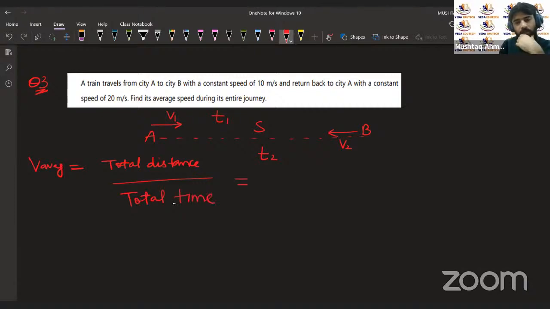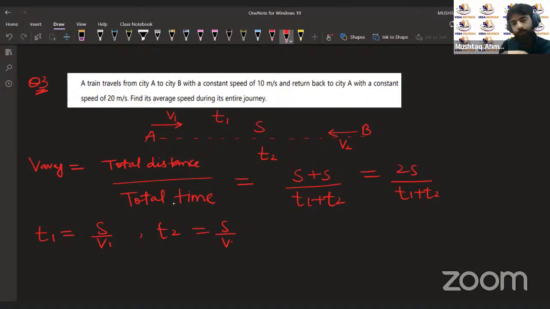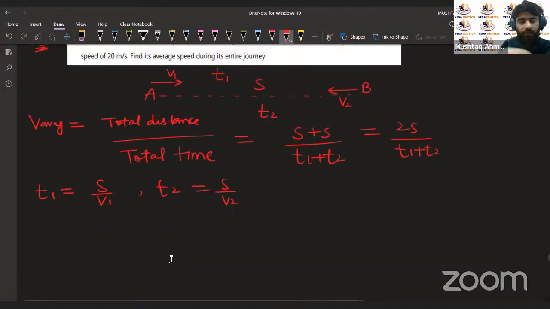So average speed is total distance over total time. The total distance during this journey from A to B is s, right? And from B to A, it's also equal to s, so it will be s plus s over the total time, that's t1 plus t2, right? So it will be 2s over t1 plus t2, correct? And the time taken from A to B will be t1, that will be distance over the speed, that's s over v1, and t2 will be distance over the speed, that's s over v2, right? We can substitute the value of t1 and t2 in this equation.